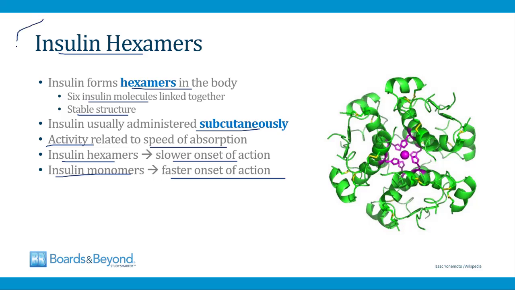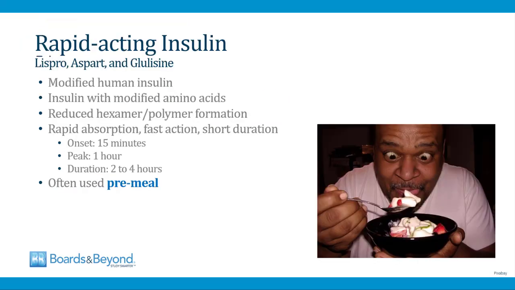And so this is a basic principle of insulin pharmacology and why some of the different forms of synthetic insulin have different properties. Let's start by talking about the rapid-acting insulins. There are 3 important insulins in this group. The first is called Lispro, the second is called Aspart, and the third is called Glulisine. And all of these are modified forms of human insulin. They are human insulin with modified amino acids. And because of the amino acid changes, these forms of insulin have reduced hexamer and polymer formation.